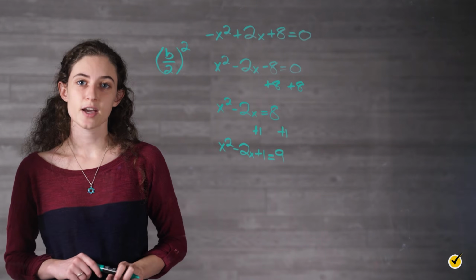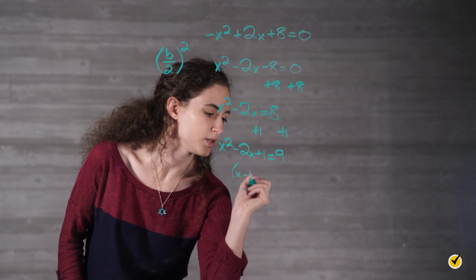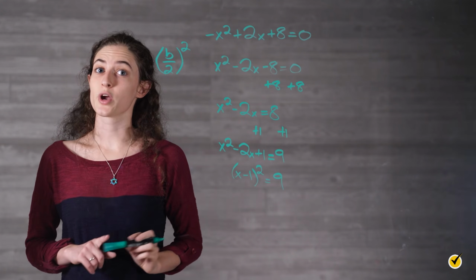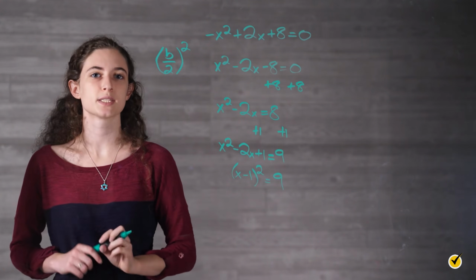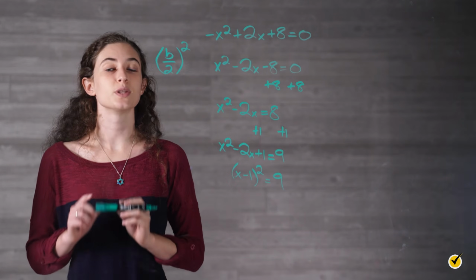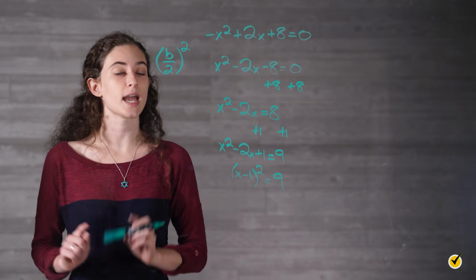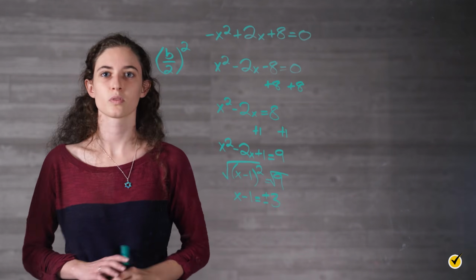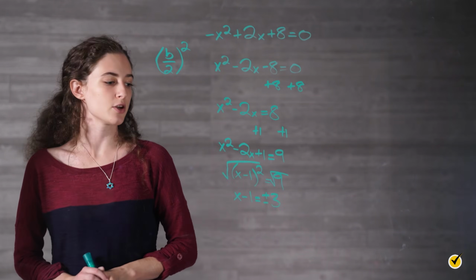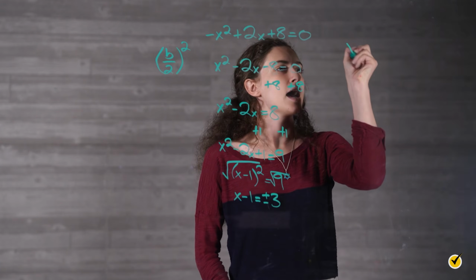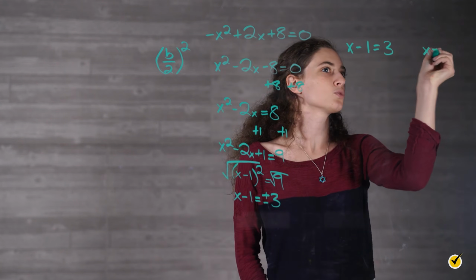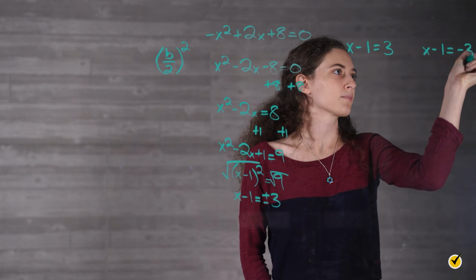Now the left side can be factored. (x - 1)^2 is equal to 9. Since we have a perfect square, we take the square root of both sides. On the right-hand side, we need to account for both positive and negative square roots. Now we'll split into separate mini-equations: x - 1 equals 3, and x - 1 equals negative 3.